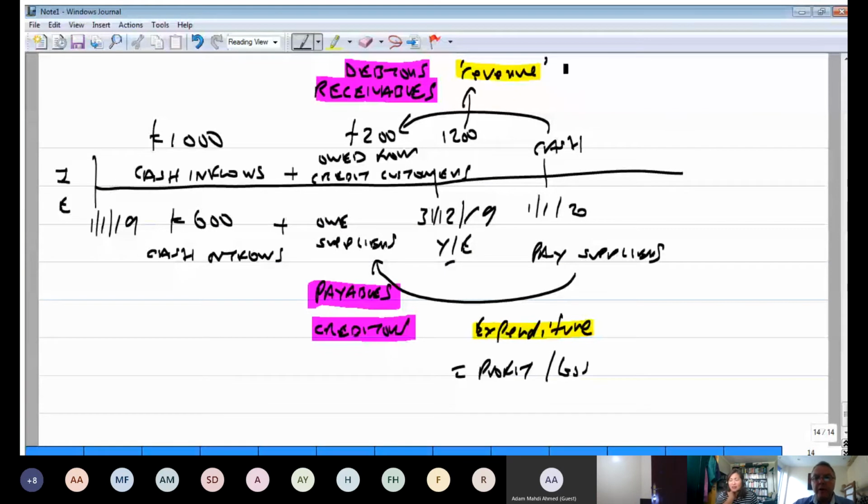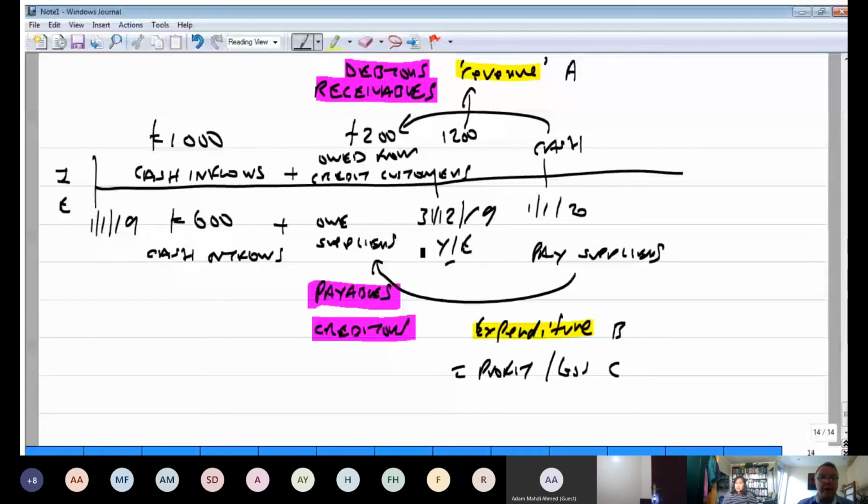So there's my revenue, let's call that A. There's my expenditure, let's call that B. And the profit and loss is going to be C. And the reason why I didn't call it a deficit or a surplus is because I'm not just using cash. I'm using other things as well, like people that I'm owed money to.